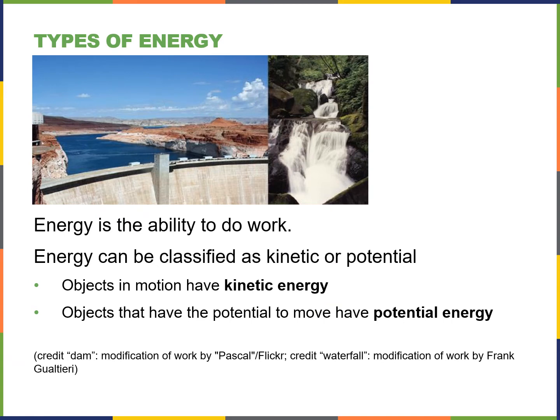Now that we've introduced energy, let's define it and talk about some of the subclassifications of it. So energy, by definition, is the ability to do work, and it can be classified as either kinetic or potential energy. So objects in motion have kinetic energy. So in this picture here, you can see the water running down the waterfall. This water is said to have kinetic energy.